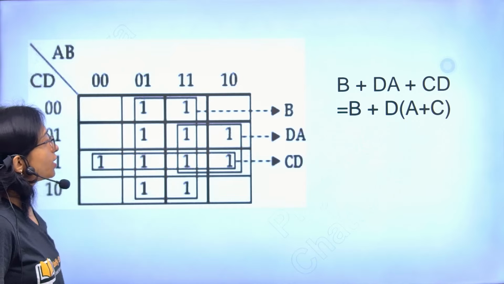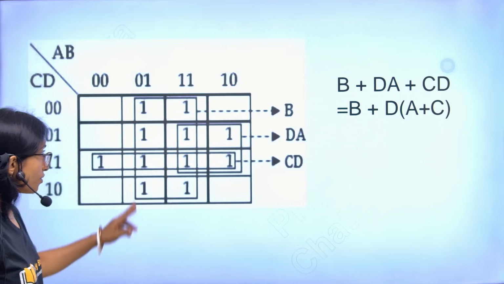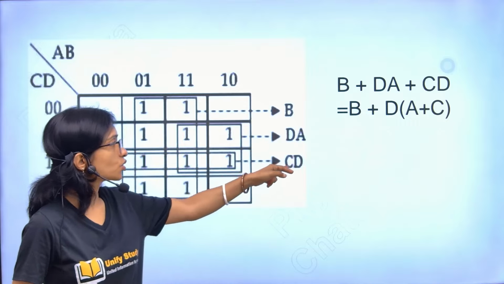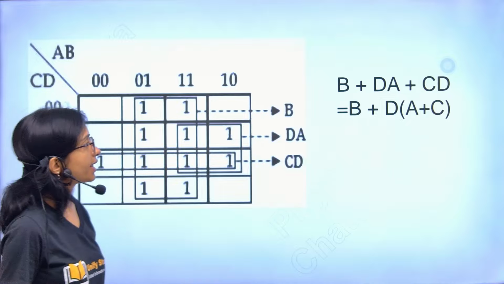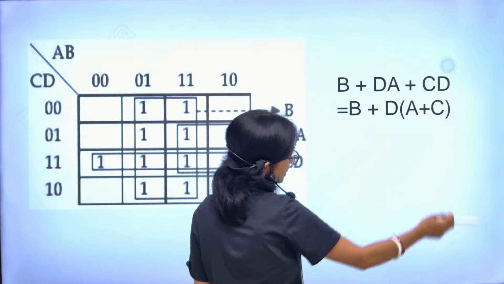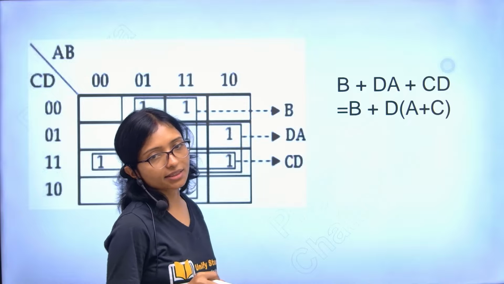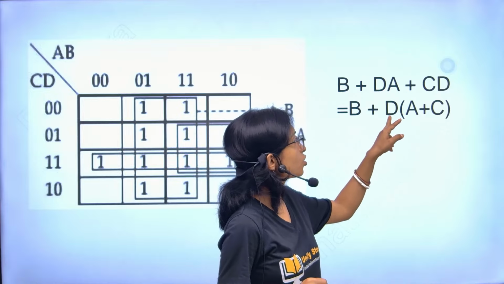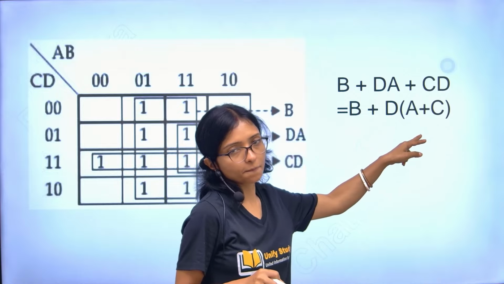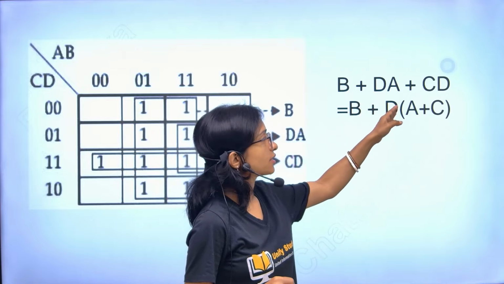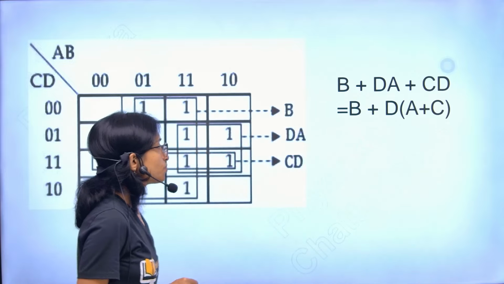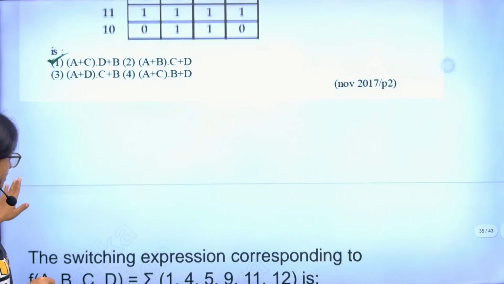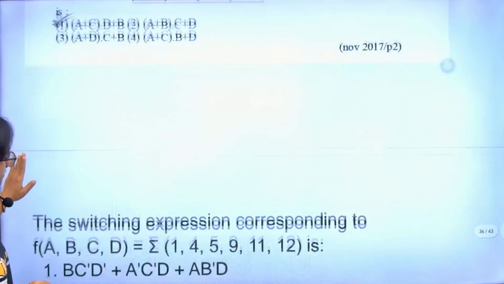Whenever I am doing the grouping of 1 this way, from this group I am getting B, from this group I am getting DA, and from this group I am getting CD. So ultimately I am getting B plus DA plus CD. Only one twist was there in the option. That option was written after taking common. If you take common D, then you get A plus C. So to match the option, you have to take the common and give the answer. So finally, you are getting this answer. Got it? Clear?